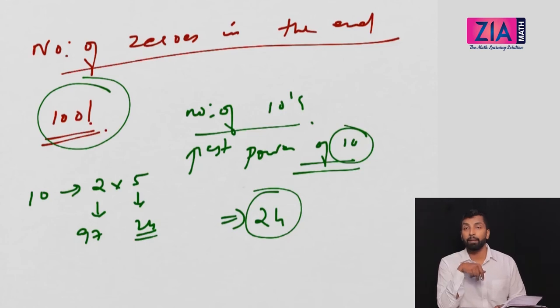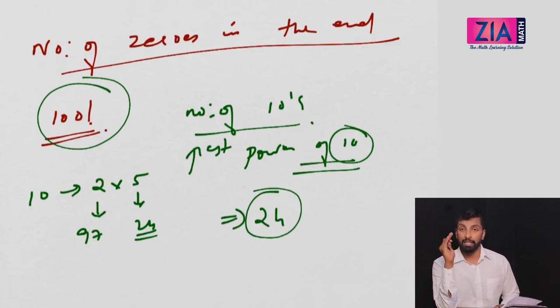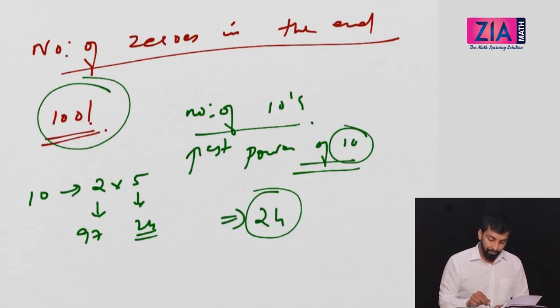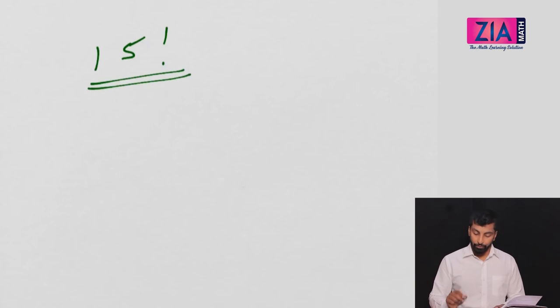Effectively you need to find number of tens, and when you need to find number of tens, that actually means you need to find number of fives, because number of twos will be anyway greater than number of fives. Okay, so you don't want to find number of twos, you just need to find number of fives only. So number of zeros in the end of a factorial, it's nothing but number of fives in that factorial. So if I ask you number of zeros in 15 factorial, you don't want to find number of twos, you just need to find number of fives.